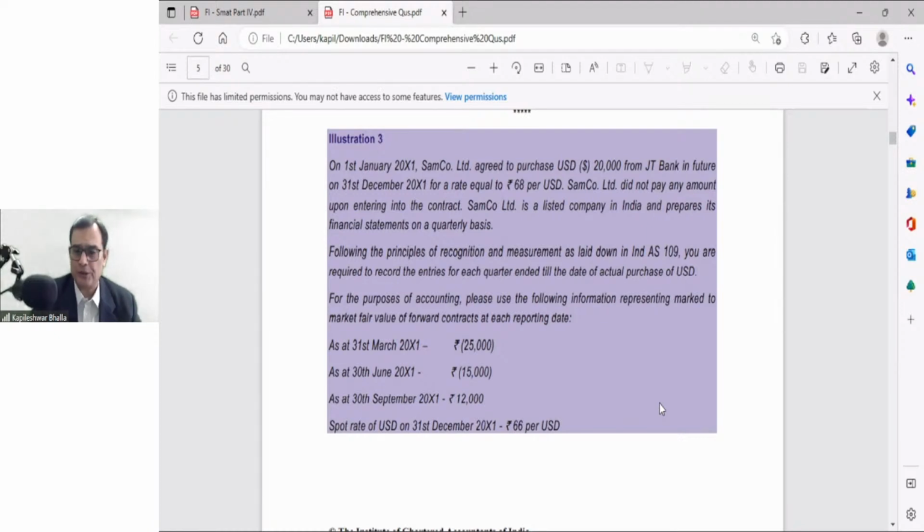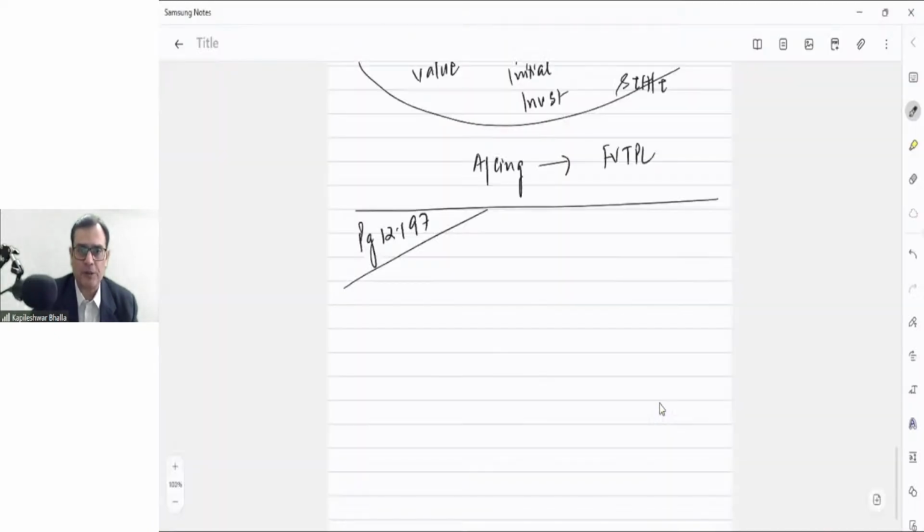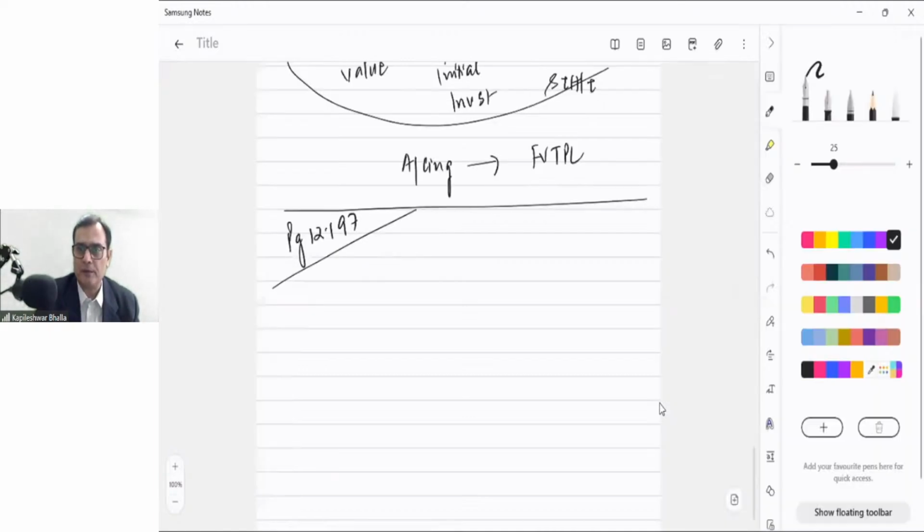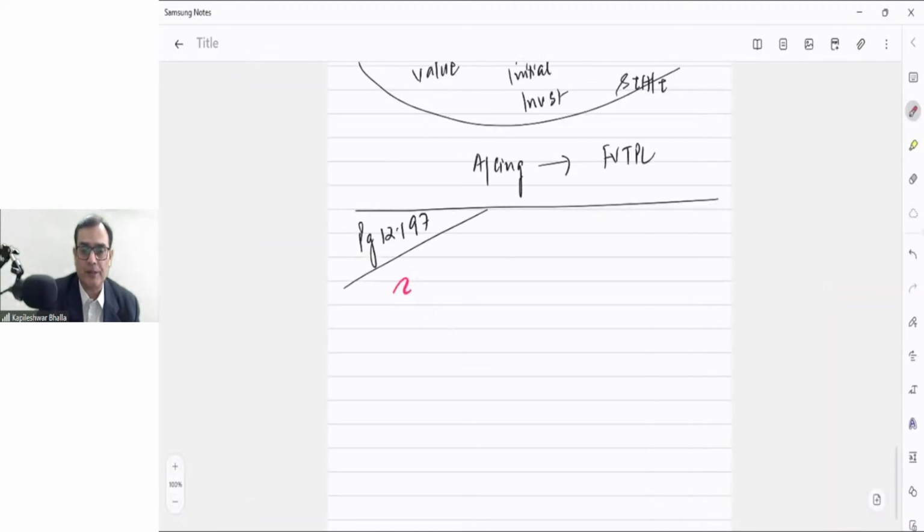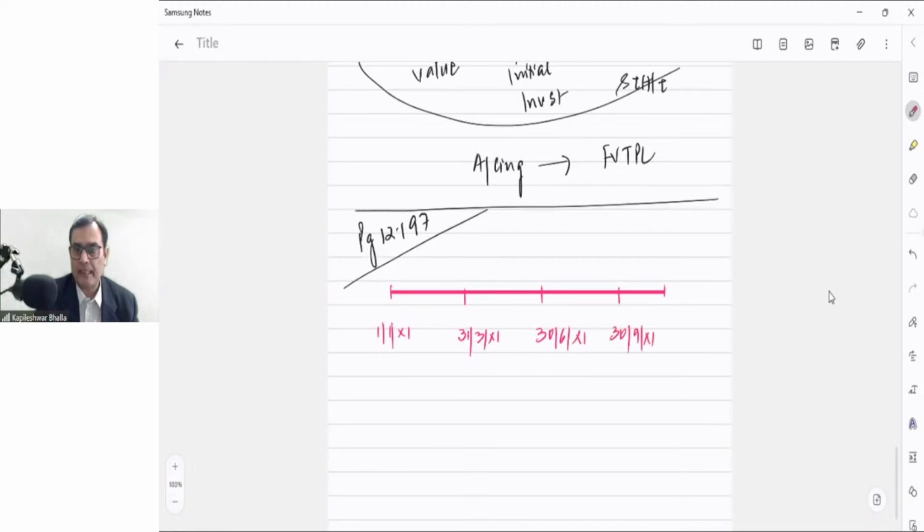Now, the easiest way to crack this question is to make a time scale and note down the various rates on different dates. So let's consider this as a time scale. We're sitting on 1st January X1, and the balance sheet date is March X1. The next balance sheet date, quarterly listing, is 30th June X1. Then the next date is 30th September X1. And then the next quarter ending is December X1.